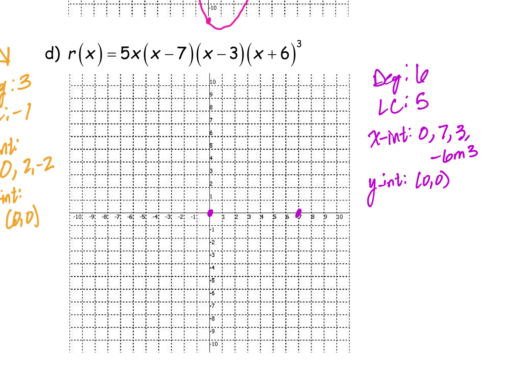7, 3, and -6. Okay, odd multiplicity, so it's going to flatten out there. Even degree, positive leading coefficient, so they should both open in the same direction and upwards. So it's going to flatten out at -6 and cross at all the other ones. So hopefully this works out. It's going to look like this.